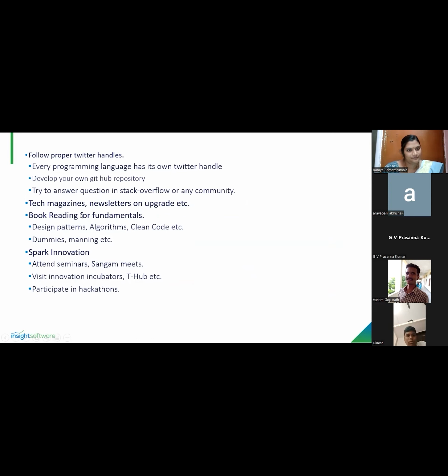Try to answer questions on Stack Overflow or any community. Oracle will have its own Oracle community, Java will have its own community. All communities finally correspond to Stack Overflow, which would be the generic community for each and every problem.